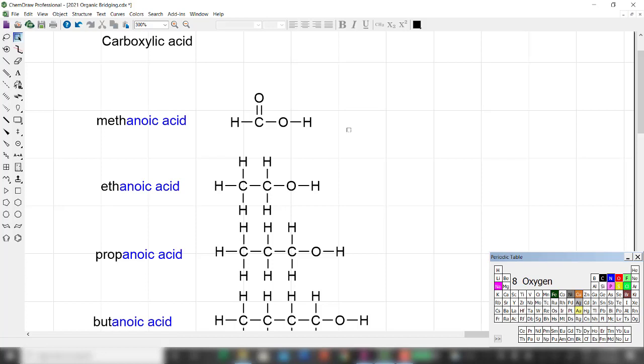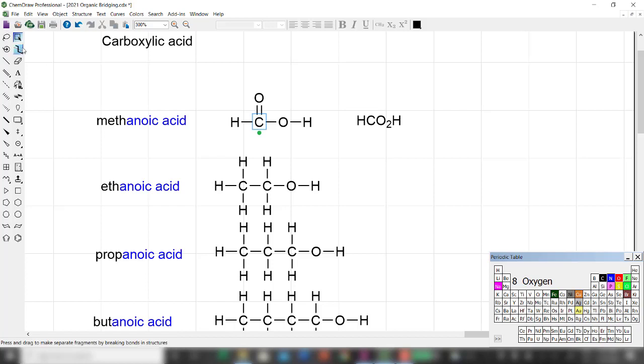So this is HCO2H. A better way to represent it will be like this. We call this the condensed structural formula, HCO2H. But of course, I'm not going to bore you with the details. Those details will be included in the notes, and of course in future videos. So we call this HCO2H methanoic acid.